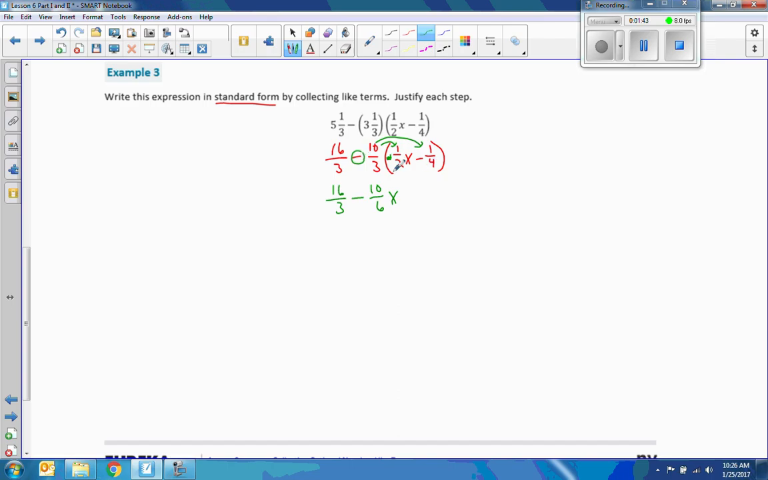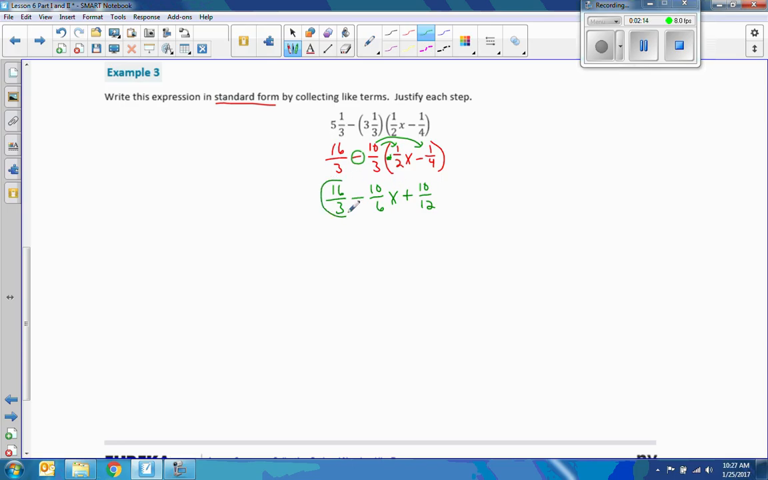A negative times a negative is a positive. Always do that first so you don't forget, or your answer will be wrong every time. 10 times 1 is 10. 3 times 4 is 12. Okay? So I have a 3, I have a 6, I have a 12. I have a 10 here, which 3 won't go into, so I want to find a common denominator. But before I worry about that, let's get our like terms together.